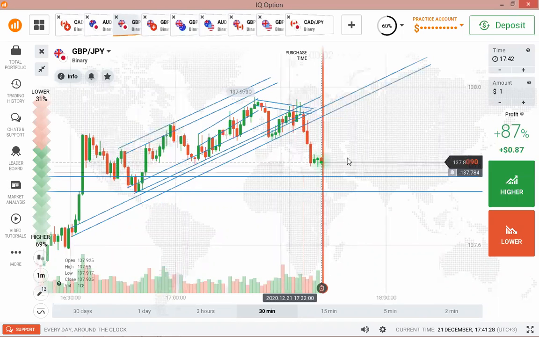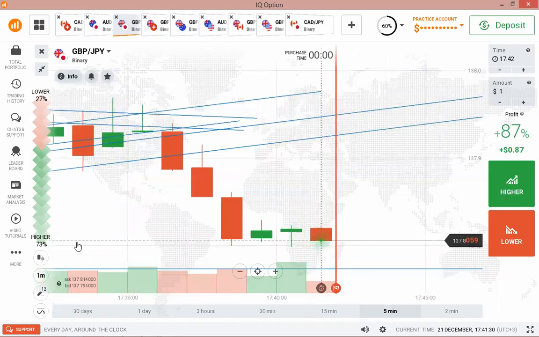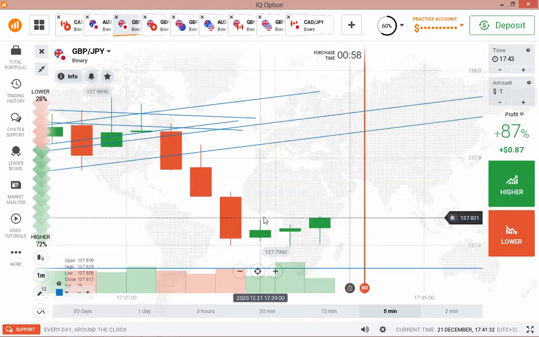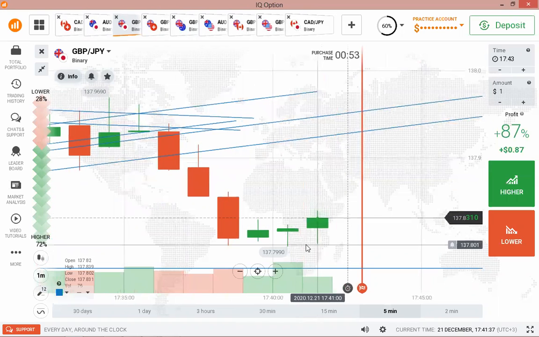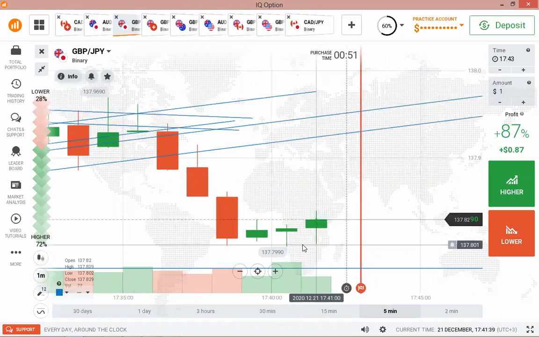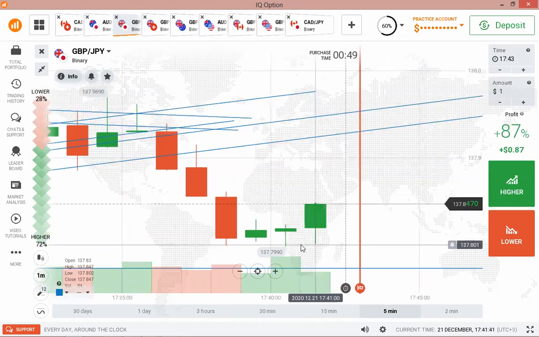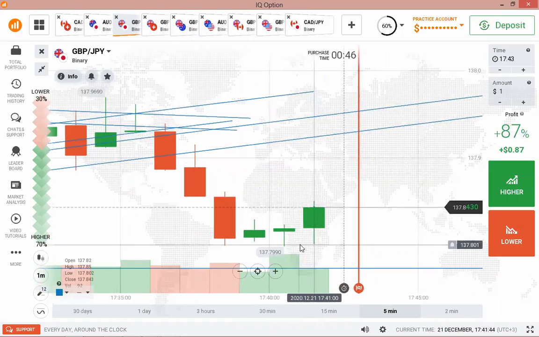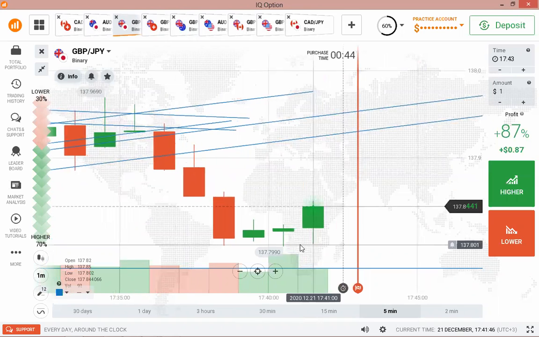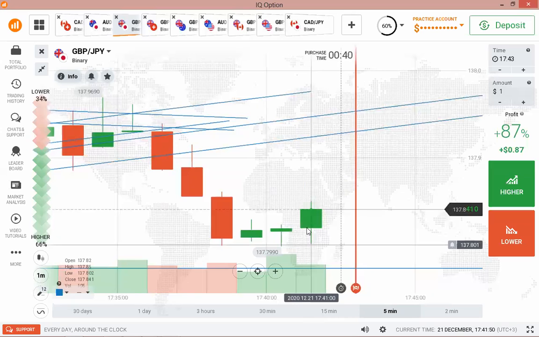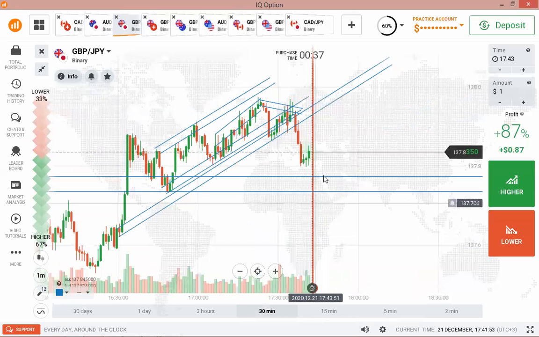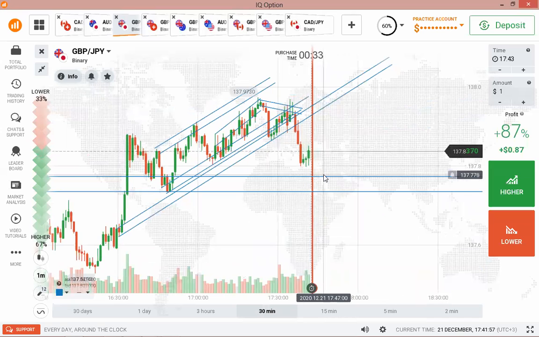Now take note that this is not a red candle. I was expecting a red candle here. I'm expecting a red candle here.